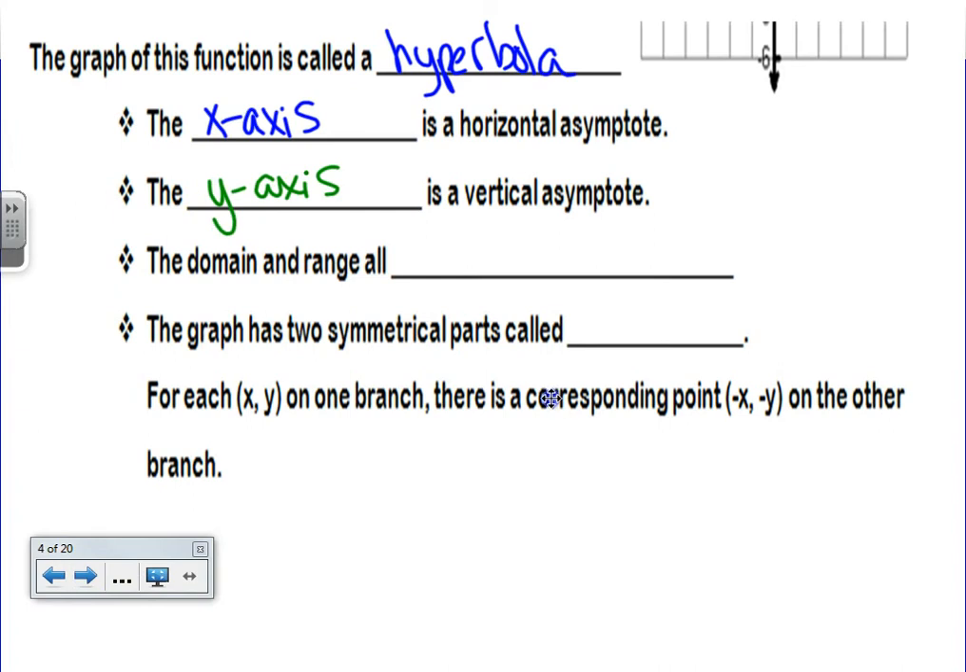The domain and range are going to be every single number except, since there's an asymptote at the x and the y-axis, they're all numbers except 0. The graph has two symmetrical parts, and we're going to call those branches. And then for each xy pair, there's a corresponding -x, -y on the other branch. So if it goes through the point 1, 1, it's also going to go through the point -1, -1.